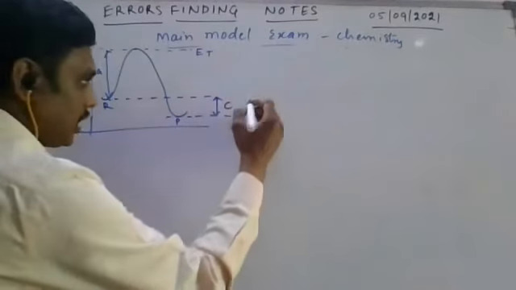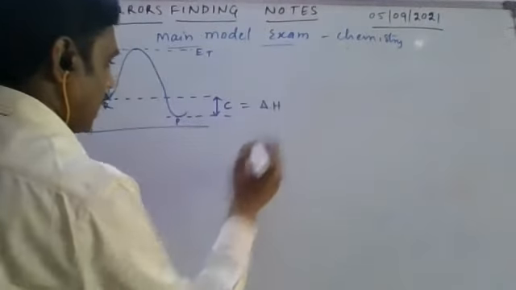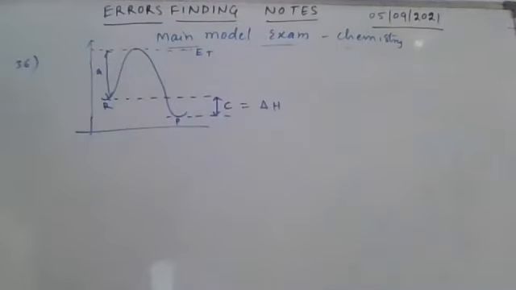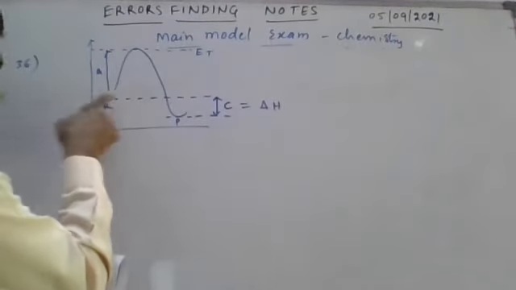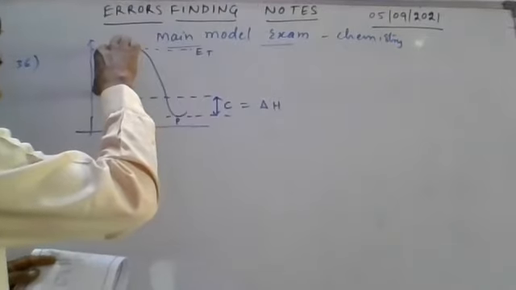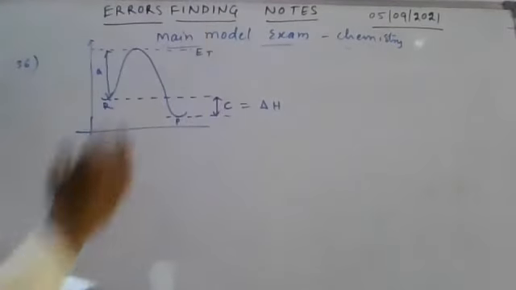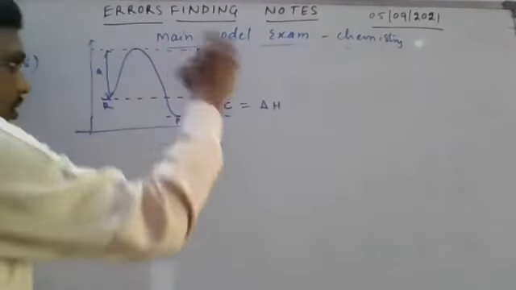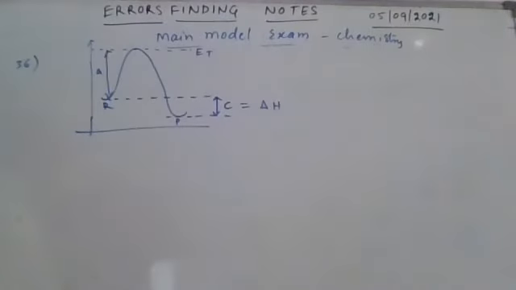Here this is the delta H value. Delta H is the reaction enthalpy, the energy of products minus the energy of reactants, or the activation energy of the forward reaction minus the activation energy of the backward reaction. That also gives the delta H value, the reaction enthalpy.